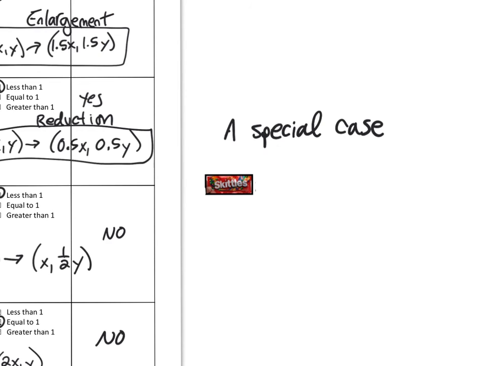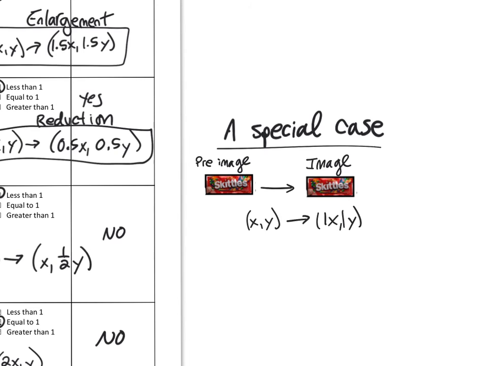So remember I told you earlier that we would talk about a special case when it doesn't change size. In this case, my pre-image and my image are congruent. That's because I dilated my pre-image by a factor of 1. When k equals 1, the size does not change. It's still a dilation, it's just by a factor of 1, so it doesn't change anything.